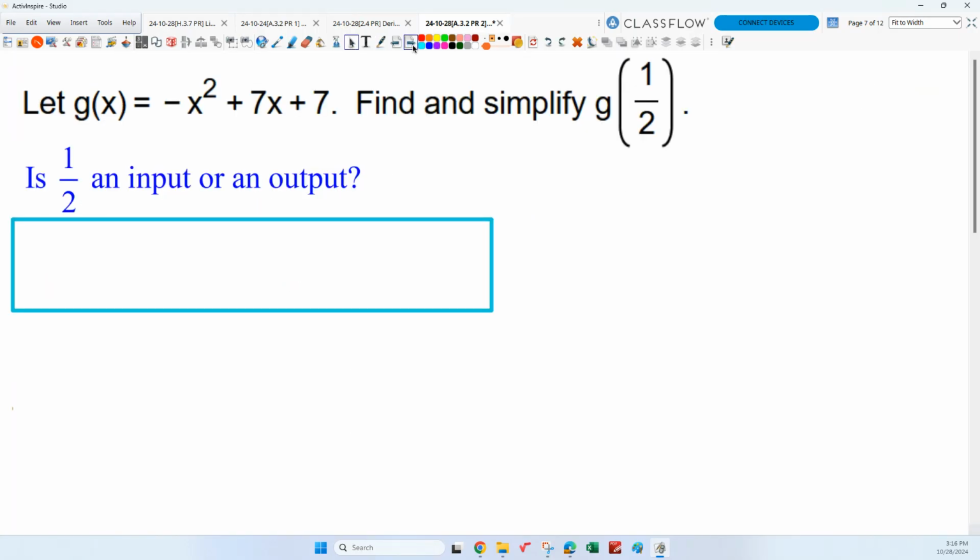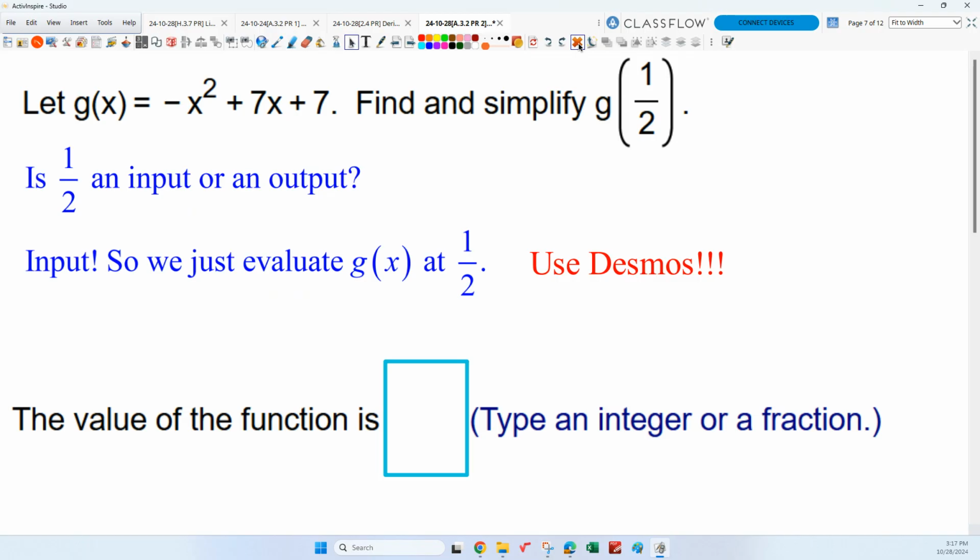So I gave you a complicated looking g of x, quadratic equation. Find and simplify g of 1/2. So first of all, is 1/2 an input or an output? Input. Yep, because it's going into the function, right? Replaces the x. So how would I do this? I would probably do this with Desmos, right? Plug that in with Desmos.